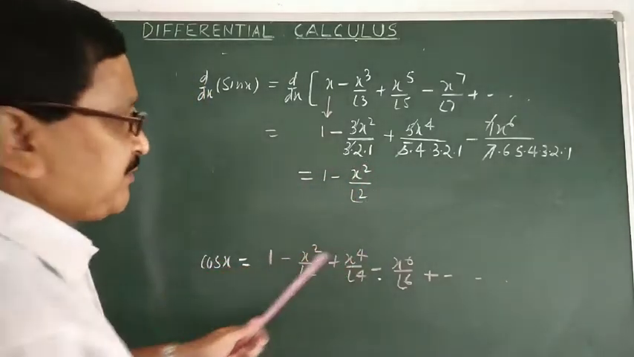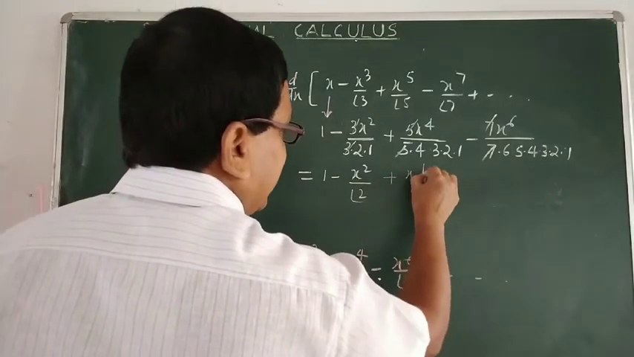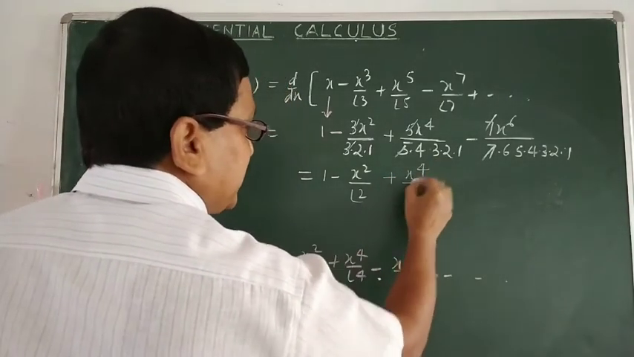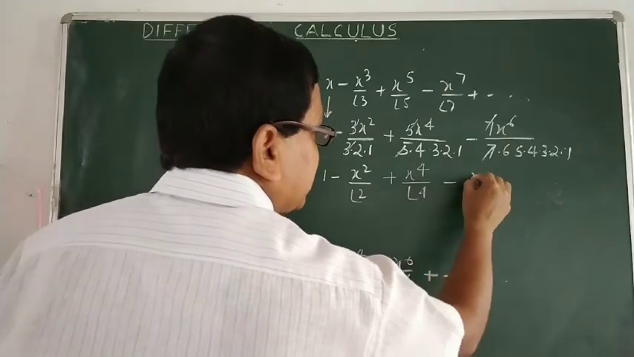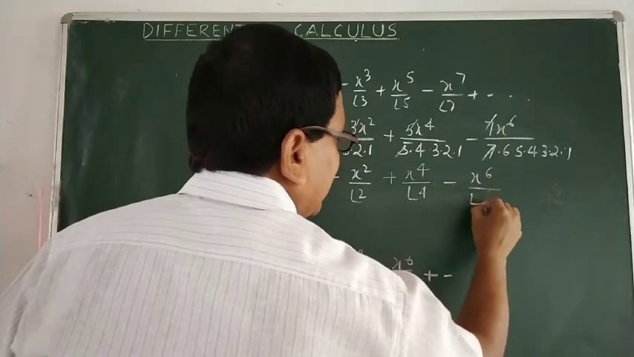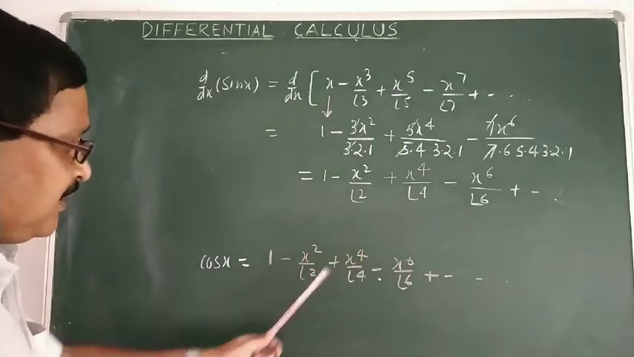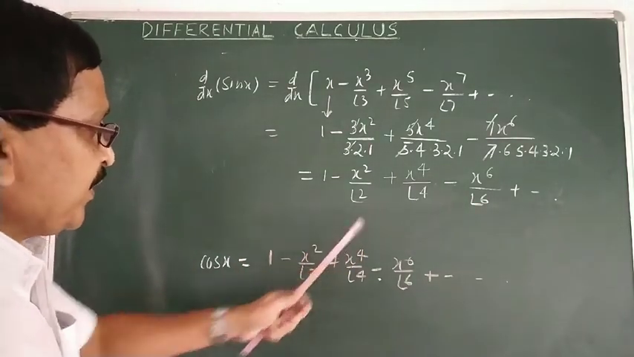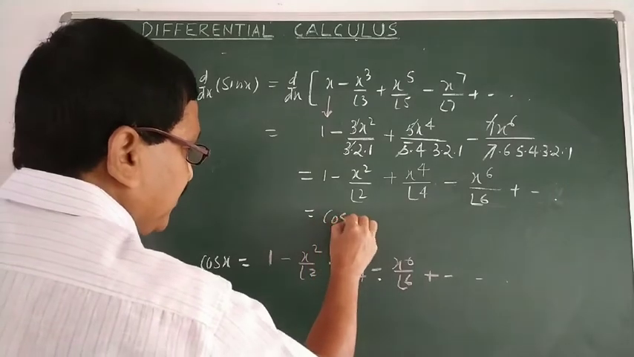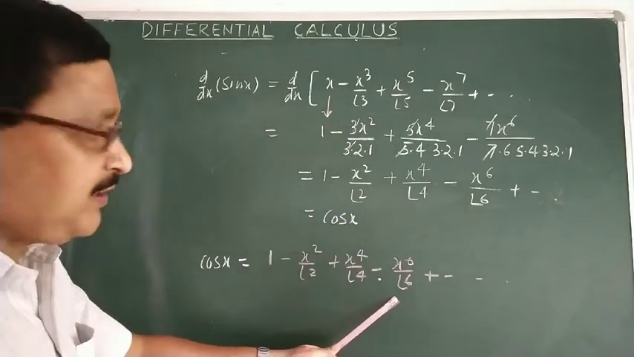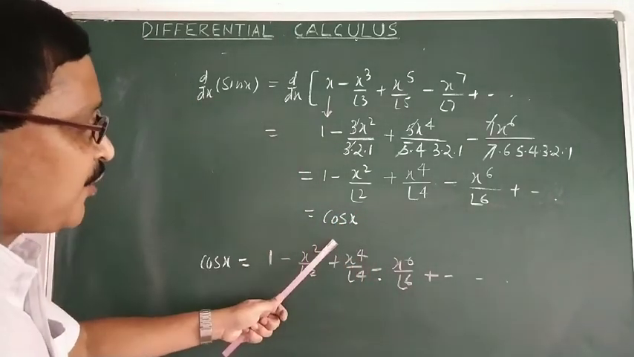This is 2 into 1 is factorial 2 plus x^4 by factorial 4 minus x^6 by factorial 6 plus and so on. Now see, this is exactly cos x. The cos x is equal to this. So this is cos x. Cos x I have written here. So the differentiation of sin x is cos x.